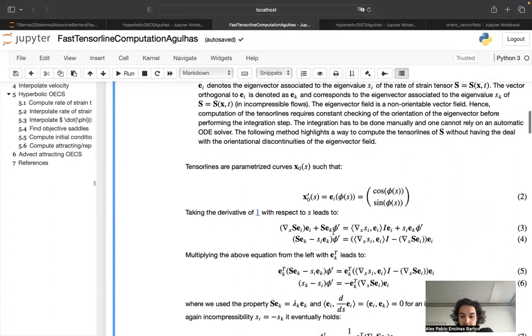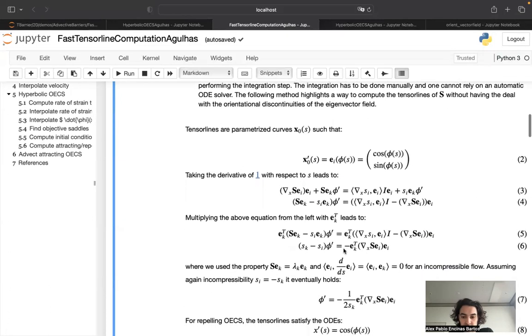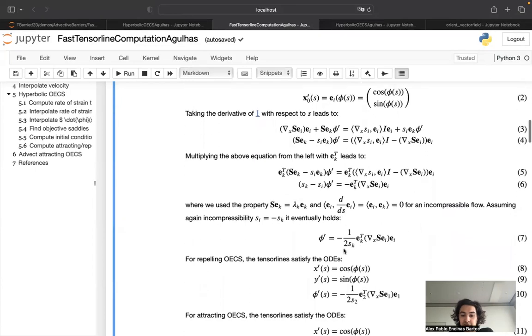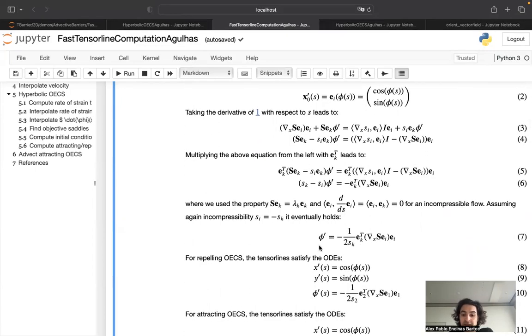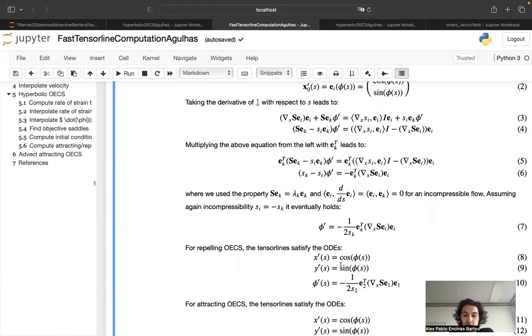When you do this, you can work through the equations, and you then have an evolution equation for phi prime, where phi is simply the angle parameterizing the eigenvector, okay? And then you say that the repelling OECSs are tensor lines which need to satisfy the following set of ODEs, where the first 2 ODEs are related to the orientation of the eigenvector. Cosine phi is simply the x component of the eigenvector, and sine phi is simply the y component of the eigenvector.